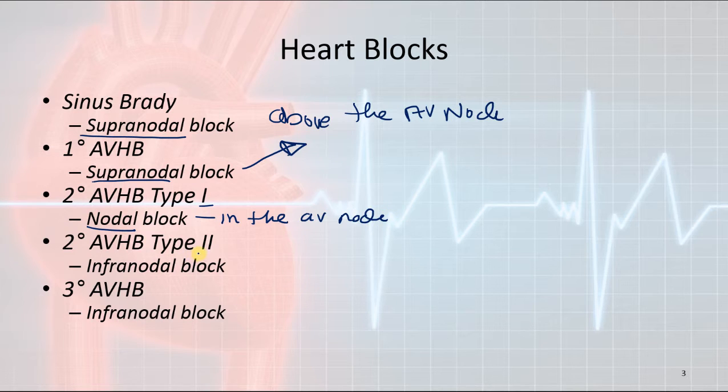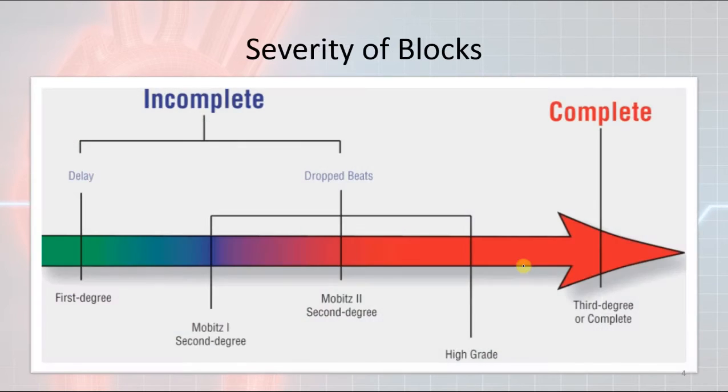A second degree type 2 and a third degree are considered infranodal. An infranodal block occurs, I'm going to put below the AV node, but it's not really below, it's past the AV node, down in the His bundle or the bundle branches or something along those lines.